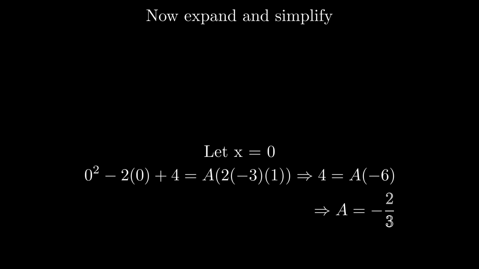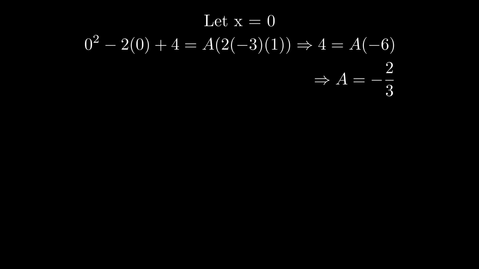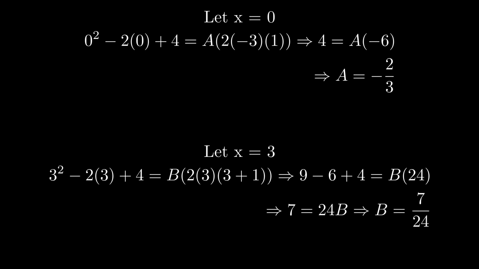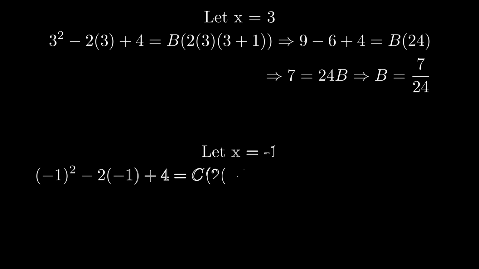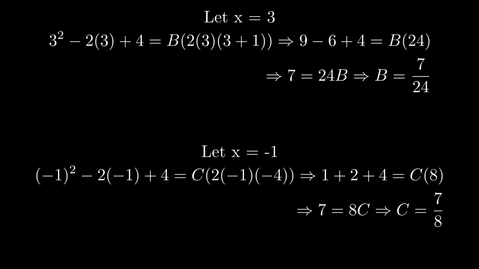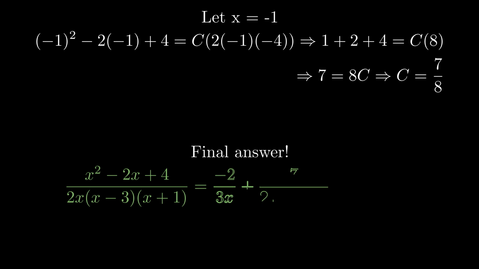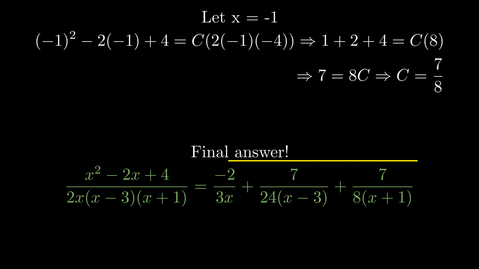First, let x be 0. That helps us find a. Now let x be 3. That helps us find b. Now let x be negative 1. That helps us find c. We're done. This is the final split form of the original fraction.